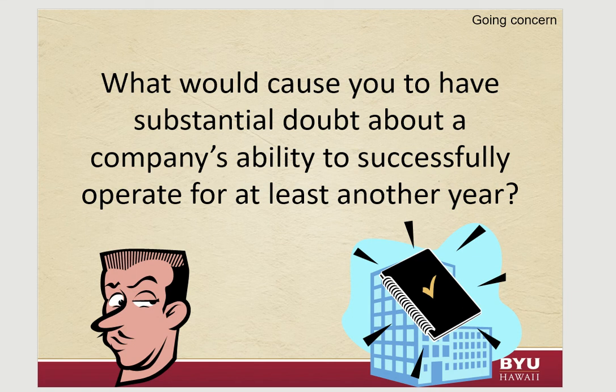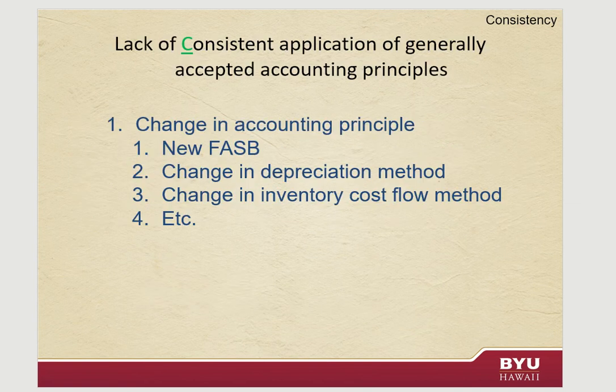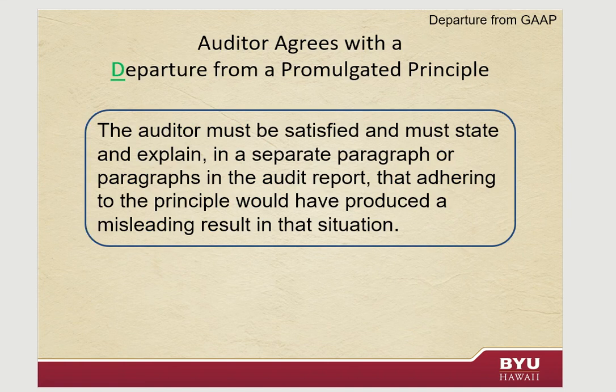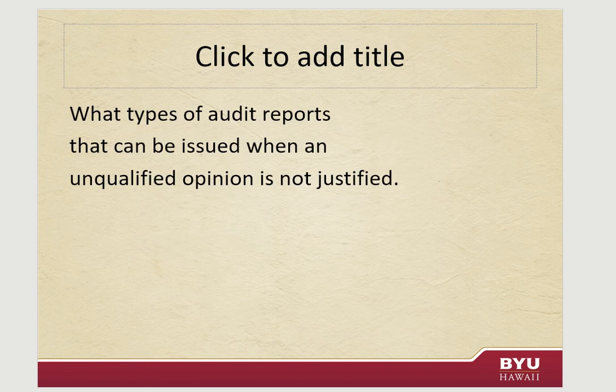What would cause you to have substantial doubt about the company's ability to successfully operate for at least another year? That was in the previous video. Say coronavirus shuts down their whole operations, or their customers fail, or their product becomes illegal due to government issues. Under certain circumstances, the CPA might want to emphasize specific matters. Consistent application: there's a change in accounting principles, such as a change in depreciation or inventory cost flows, and then a departure from a promulgated principle. The auditor must state and explain this in a separate paragraph. And then you could make no reference to the other auditors in the audit report, or make a reference or qualify the opinion, depending on whether you want to rely on the auditors.